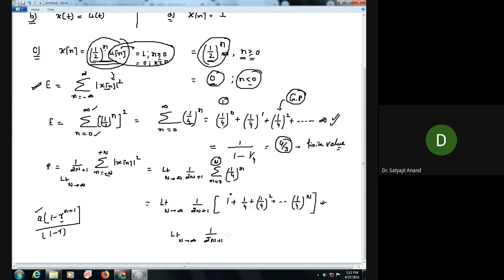So 1 upon 2n plus 1. The first term here, a, is 1. So a is 1, and 1 minus r, where the common ratio is 1 by 4. It goes from 0 to n, so what is the number of terms? 0 to n means the total length is n plus 1, upon 1 minus 1 by 4.